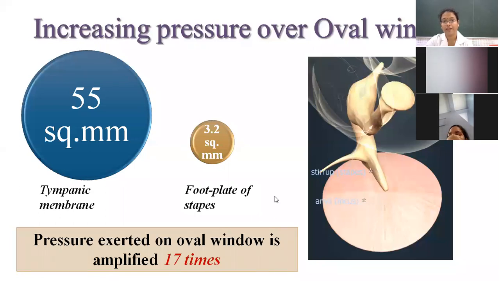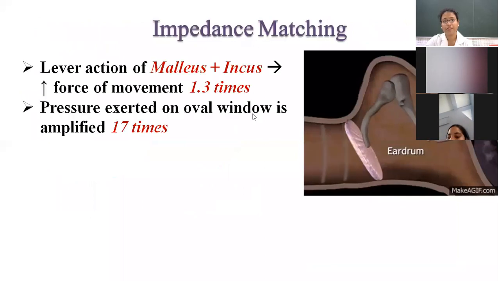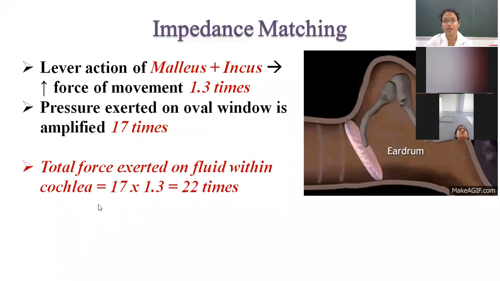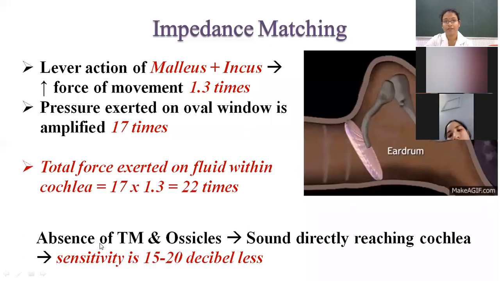Now let us add on the effect of the lever system of the ossicles on the pressure. So for impedance matching, the lever mechanism of the malleus and the incus increases the force by 1.3 times. Because of the difference in the surface area of the tympanic membrane and the footplate of the stapes, the pressure exerted on the oval window is amplified 17 times. So the total force now is a product of 17 into 1.3. That is 22 times. So by these two mechanisms, we are amplifying the pressure.